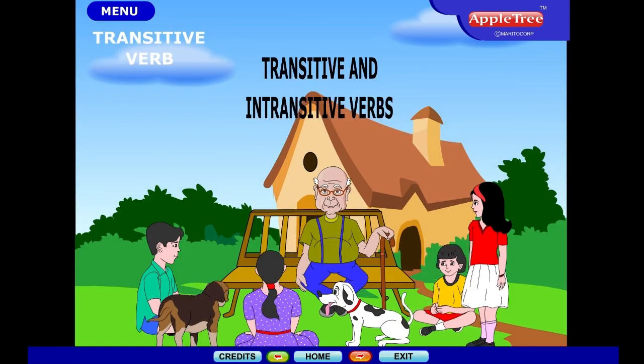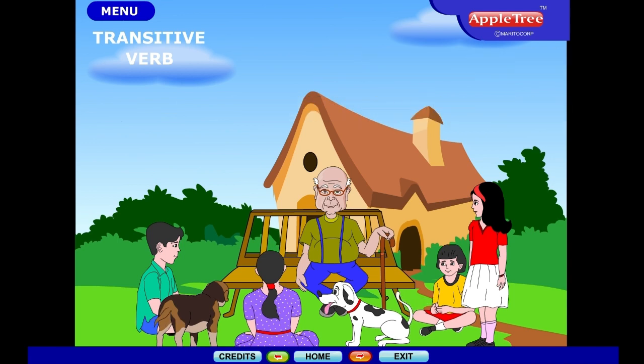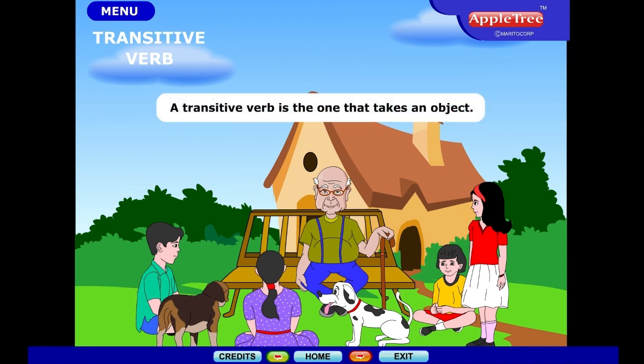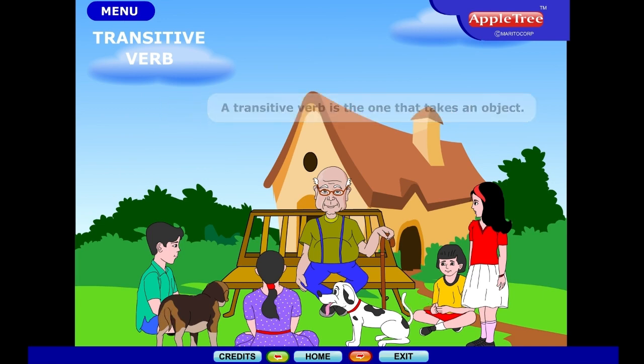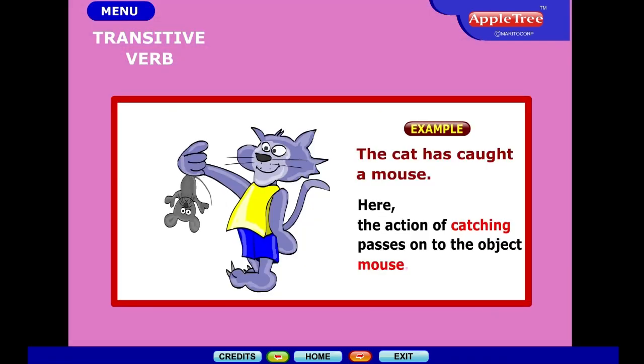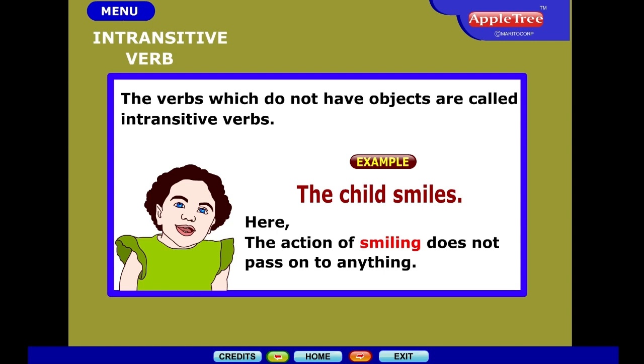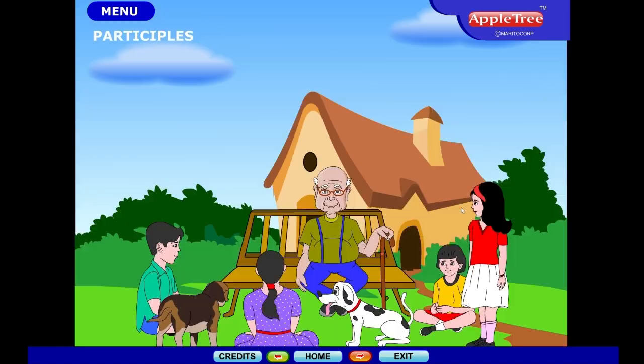What are transitive and intransitive verbs? A transitive verb is the one that takes an object. Example: The cat has caught a mouse. Here, the action of catching passes on to the object mouse. The verbs which do not have objects are called intransitive verbs. Example: The child smiles. Here, the action of smiling does not pass on to anything.